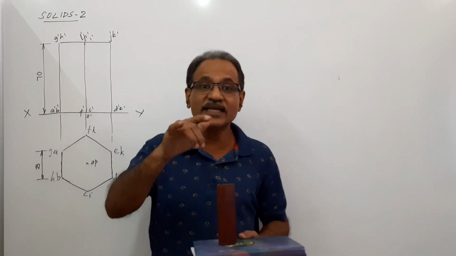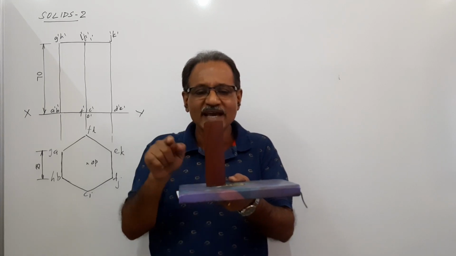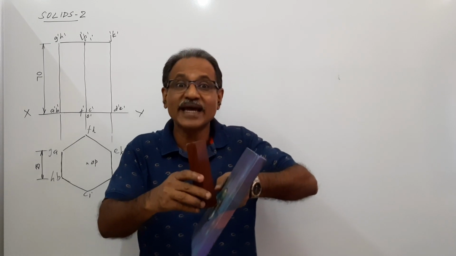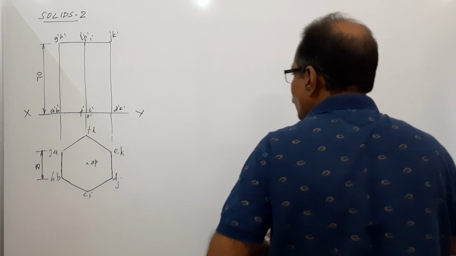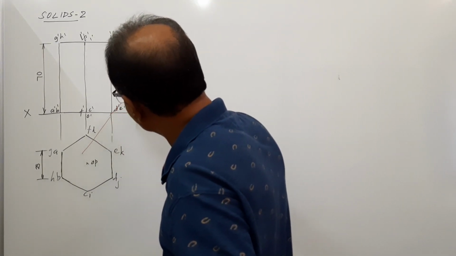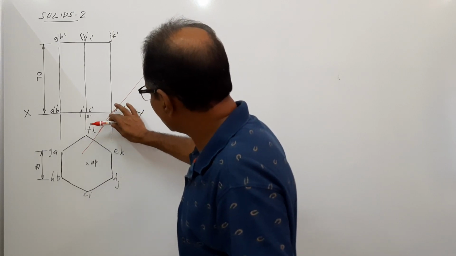This is called the auxiliary projection method. When this is HP, what is the elevation of this HP? The elevation of HP is the XY line. When HP is changed, what happens? You get a new XY line. Where is the new XY line? That's the problem. You draw a new XY line through D dash E dash.